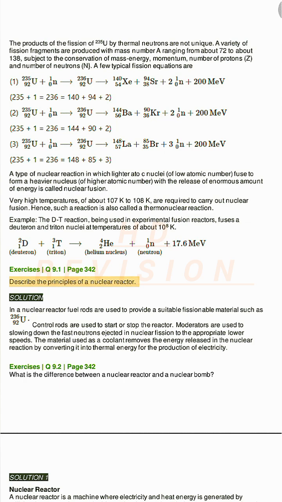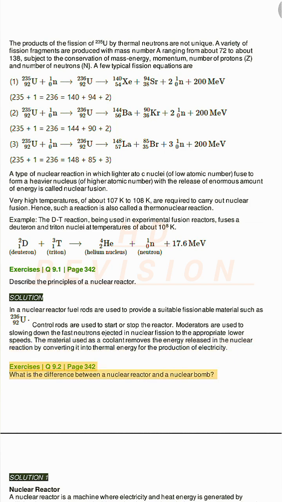Describe the principles of a nuclear reactor. Solution: in a nuclear reactor, fuel rods are used to provide a suitable fissionable material such as uranium. Control rods are used to start or stop the reactor. Moderators are used to slow down the fast neutrons ejected in nuclear fission to the appropriate lower speeds. The material used as a coolant removes the energy released in the nuclear reaction by converting it into thermal energy for the production of electricity.